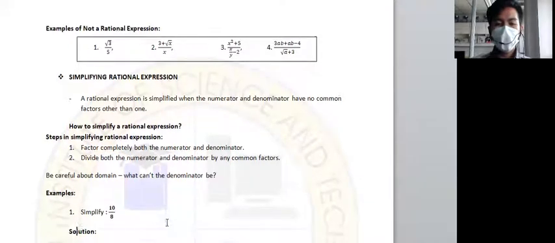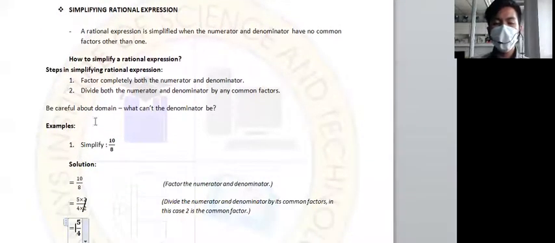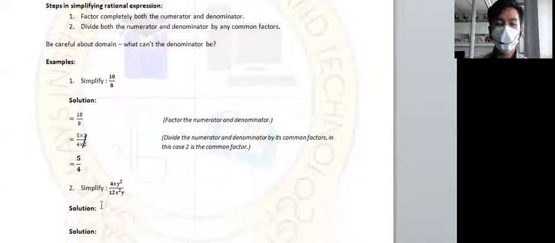So for example, we have 10 over 8 rather. So we need to factor the numerator and denominator. So first we need to factor the numerator. So factor of 10 is equal to 5 multiplied by 2. Then factor of 8 is equal to 4 multiplied by 2. Then we need to divide the numerator and denominator by its common factor. So in this case, we have 2 as the common factor. So cancel po natin yon. Matitira na lang po is 5 over 4.